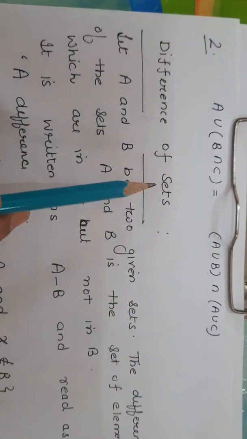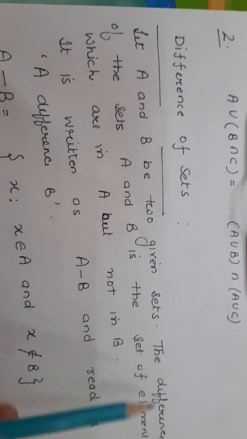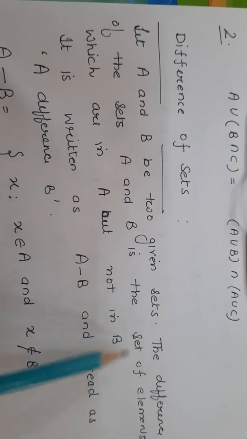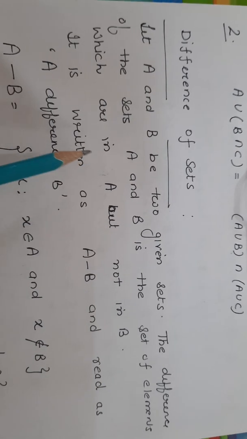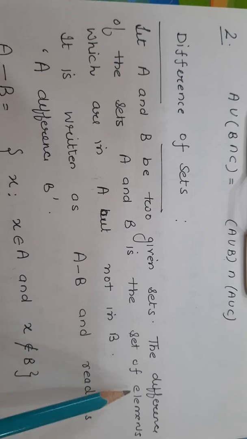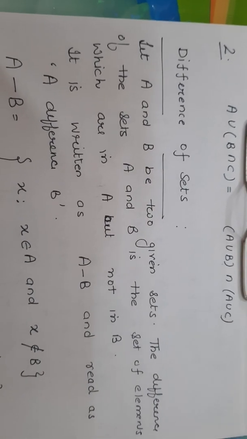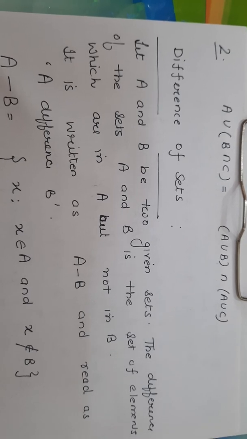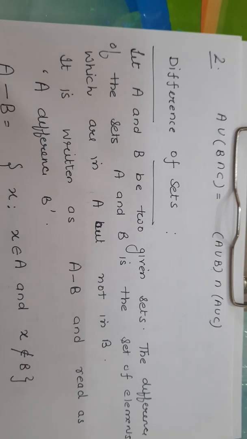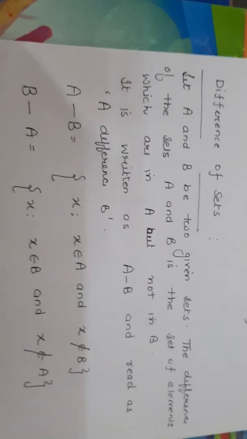Next is the difference of sets. Let A and B be any two given sets. The difference of sets A and B is the set of elements which are in A but not in B. I am again repeating, it is the set of elements which are in A but not in B. Or in other words, you can also say A minus B is the set of those elements of A which are not in B.